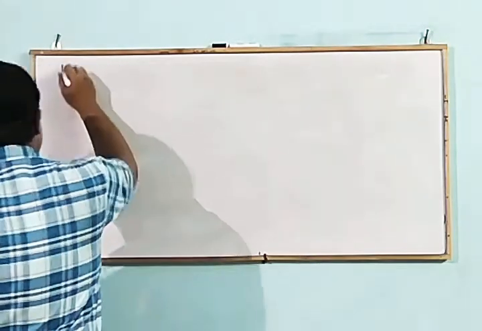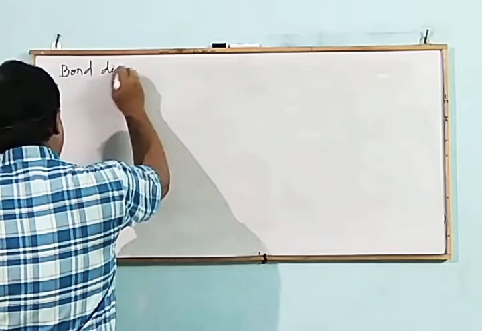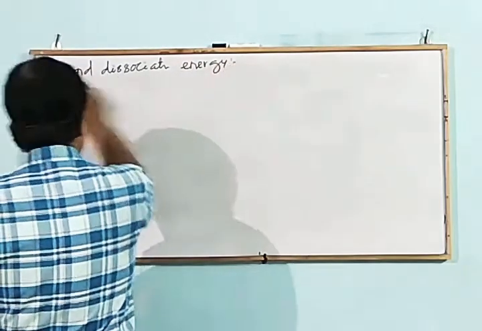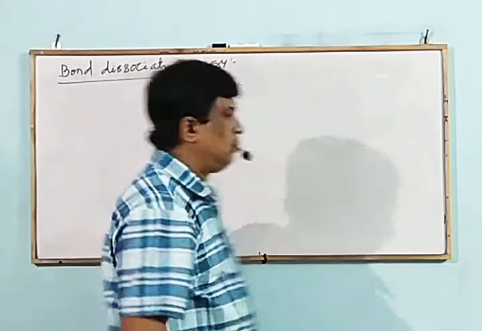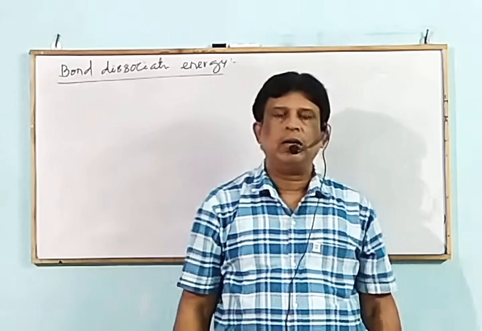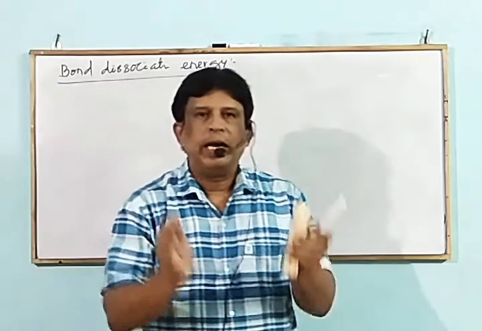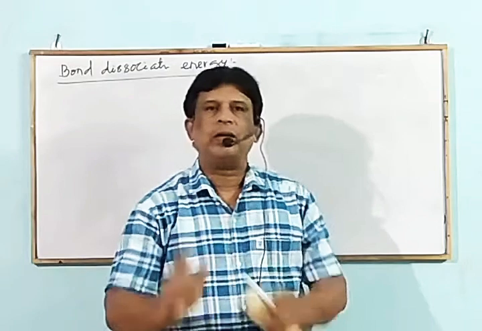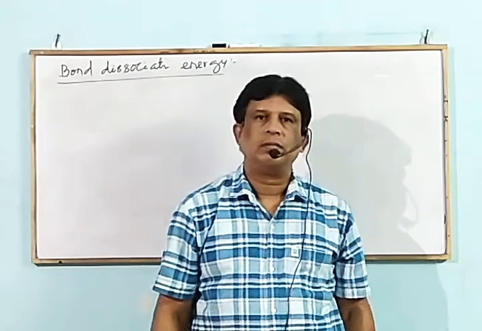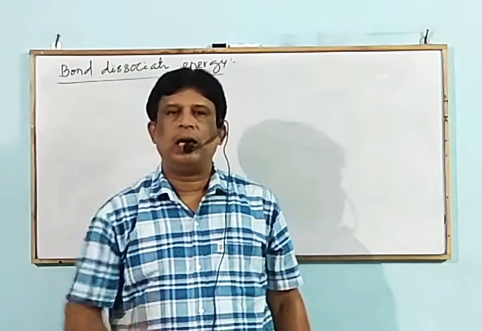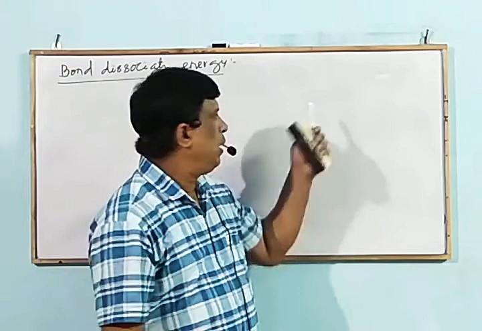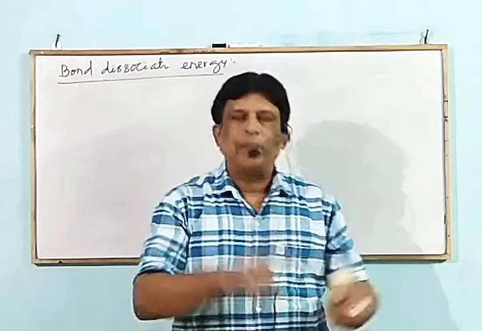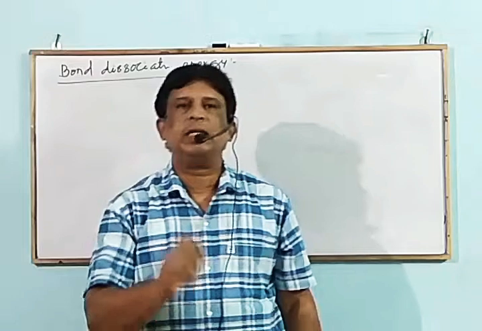Next is bond dissociation energy. From the electronic configuration, it is clear that due to its small atomic size, higher electronegativity, higher affinity, and non-availability of vacant d orbital, chlorine possesses low bond dissociation energy because of repulsion between non-bonding electrons present in the 2p orbital.